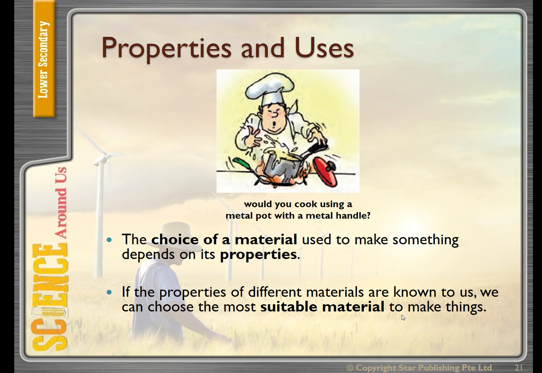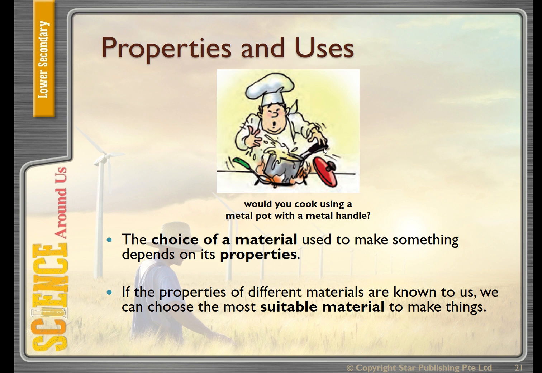Based on all these different properties of metals and non-metals, as well as all the different physical properties that we have learned, we will determine the choice of material that is used to make an item. It depends on the properties that the material has. For example, if we want to make a pot that is used for cooking, we need to of course make sure that the pot is able to conduct heat well, so it must have good thermal conductivity. That's why you see most pots are made out of metal.